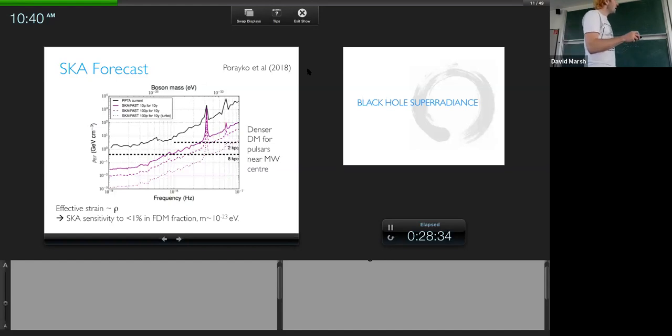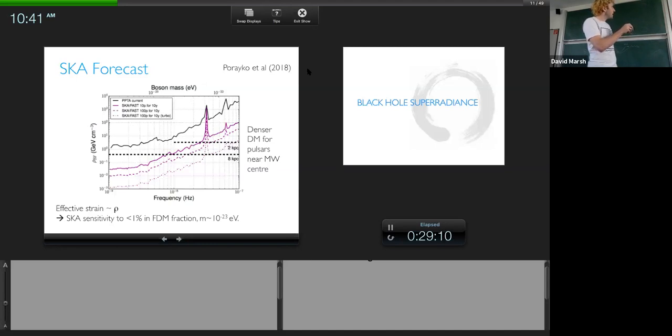And they show also that you could start to constrain 10 to the minus 22 electron volts. Because of the dark matter density at 8 kiloparsecs from the galactic center, that's where the current pulsars that they're using are. They're in the solar neighborhood, about 8 kiloparsecs from the center of the Milky Way. But some of the pulsars that will be used by SKA are closer to the galactic center, so there's a higher density. So they've also shown here the density of dark matter at 2 kiloparsecs.